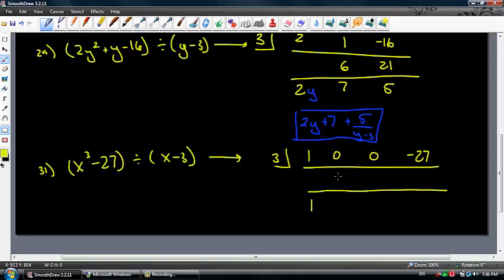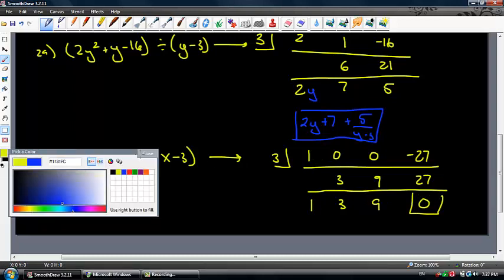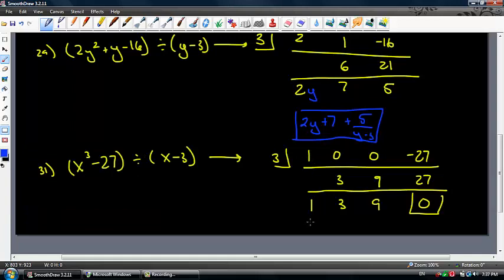Bring down the 1 times 3. 3, 0 plus 3. 3 times 3, 9, 0 plus 9, 9 times 3, 27. 0. My remainder is nothing. Remember, this used to be x to the third, it is now x squared. This used to be x squared, it is now x positive.